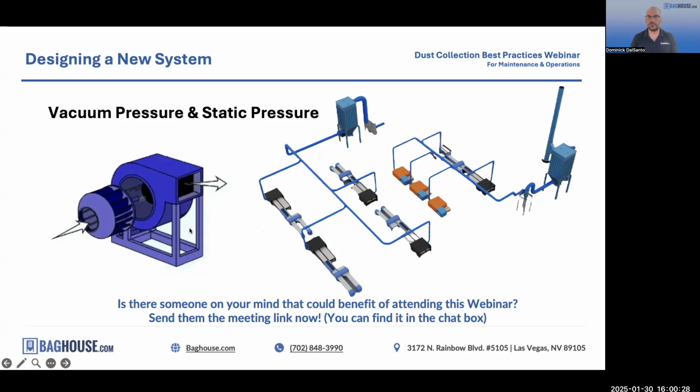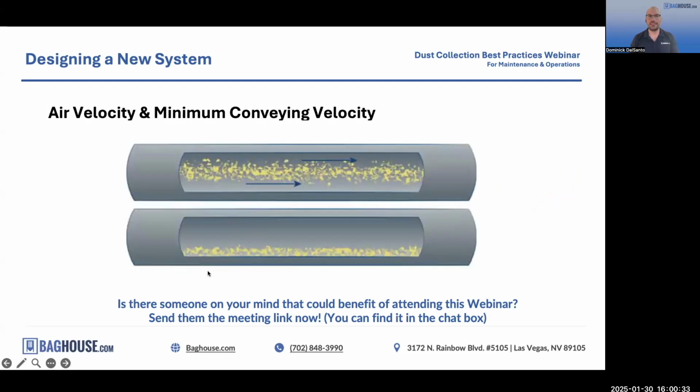All right, if we go to the next slide, another thing you should have in mind is air velocity and the minimum conveying velocity for your application. This is especially important when you're talking about the ductwork design. Some users might design the duct themselves. Sometimes they hand it off to the dust collector supplier, or to an engineering firm or third party. In our case, at baghouse.com, most of our customers ask us to design the ductwork system as part of our package. And we're able to do all of that together. That's one of our benefits of working with us.